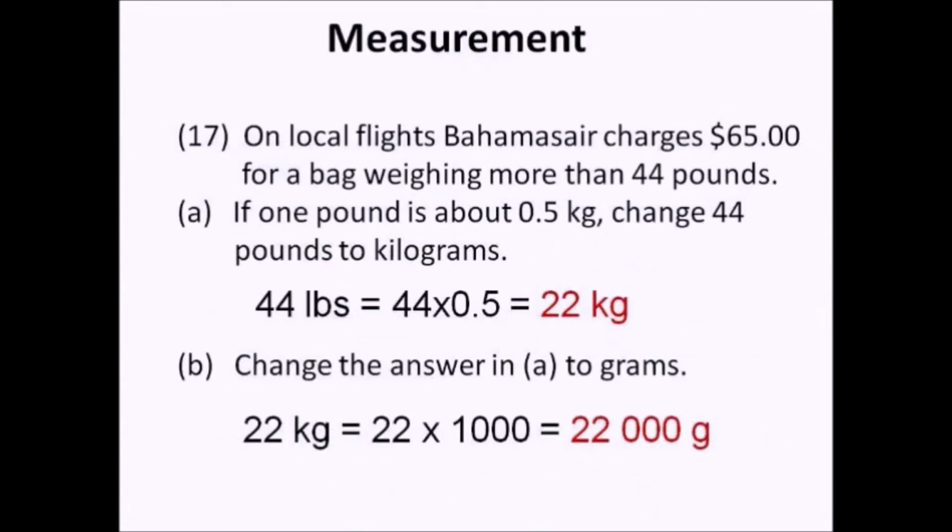5,400, then 2. Measurement. And the 44 pounds, if you change it, you multiply it by 0.5, you get 22 kilograms. And then change that to grams, you get 22,000 grams. Got it? Okay. Here we go.